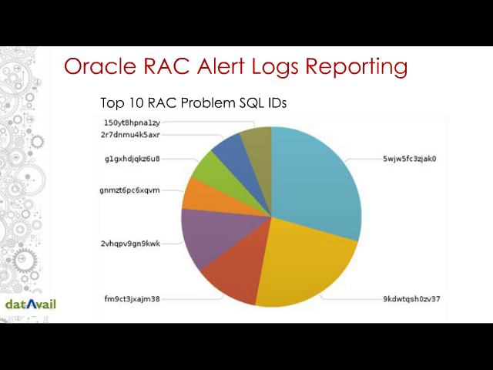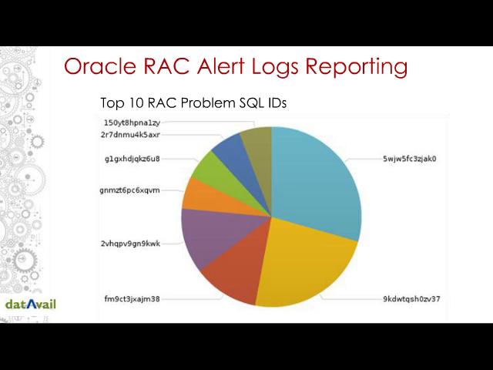The top 10 RAC problem SQL IDs. This looks like a very simple chart. But in reality, if you have a RAC cluster, each database in and of itself is executing SQL, you have SQL statements that are running, and they might perform differently in different nodes in the RAC cluster.